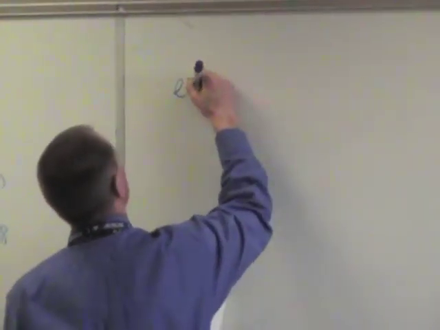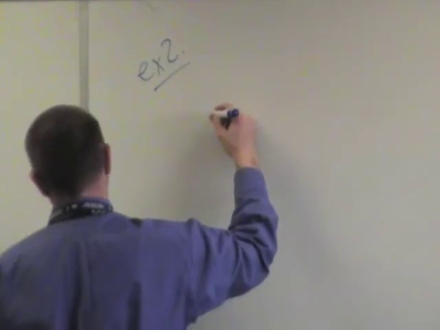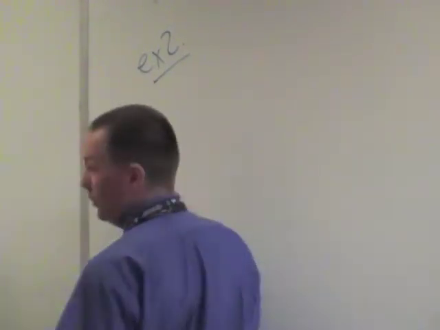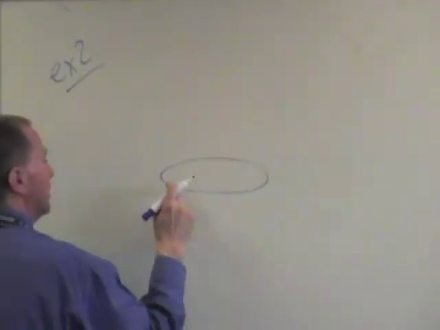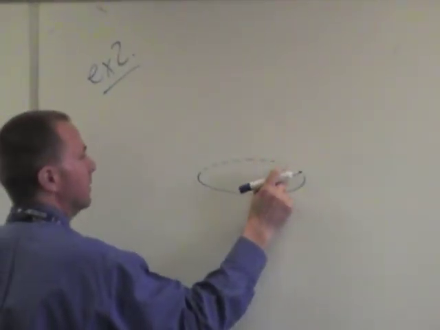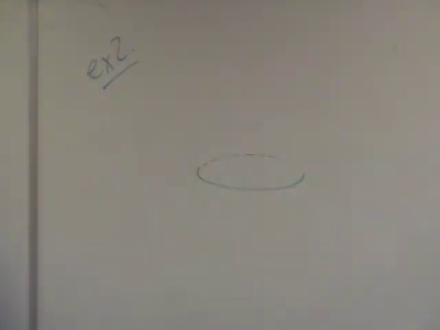Example 2. A box. Cylinders. Everybody draw. Watch what I do before you draw it. I'm going to draw an ellipse, and the back side will be dotted. A flattened circle.